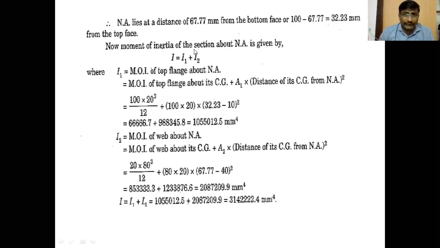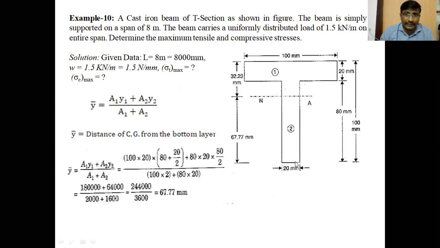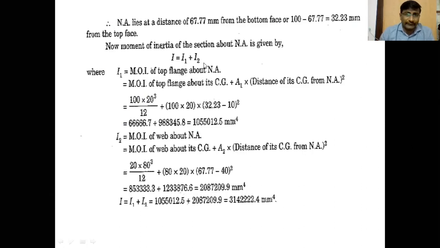Now the moment of inertia of the section about the neutral axis is given by I equal to I1 plus I2. There are two areas, the flange area and the web area. I1 is the moment of inertia of the flange about the neutral axis, and I2 is the moment of inertia of the web about the neutral axis. I1 equals the moment of inertia of the top flange about its own CG, plus the area of the flange into the distance of its CG from the neutral axis squared. This is the parallel axis theorem. According to the parallel axis theorem, the moment of inertia can be shifted from its CG to the neutral axis.